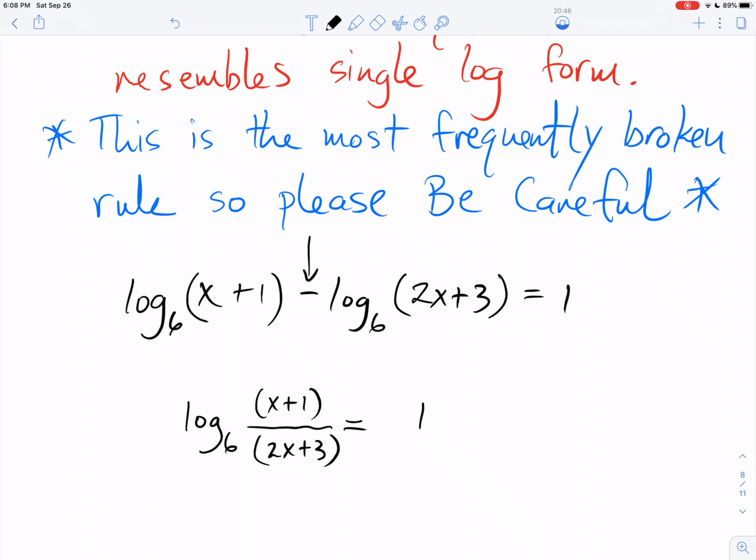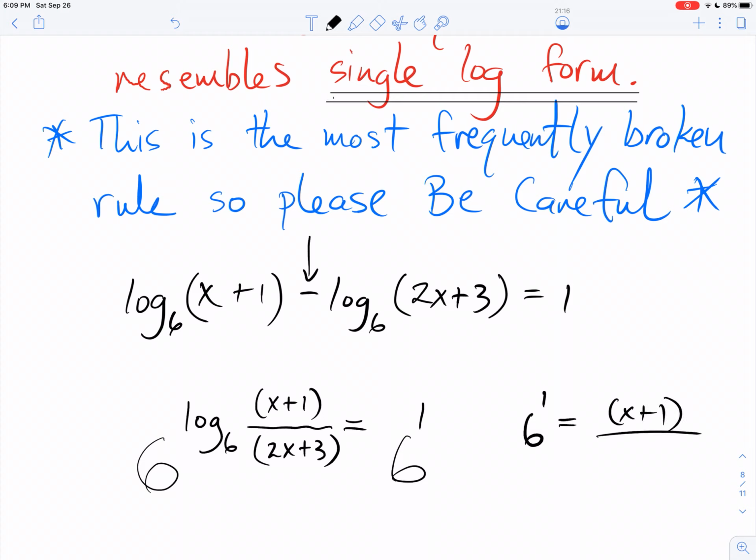Now, I go, hey, this is single log form. This resembles single log form. I'm going to double underline that thing because now I could do this if I want. I could do that. I totally could. Or I could just say base stays the base, flip-flop. What would it look like either way? If the base stays the base, and I flip-flop, I'd have 6 to the power of 1 equals this stuff. I would. Either way, I end up with, well, can I just call 6 to the first power?